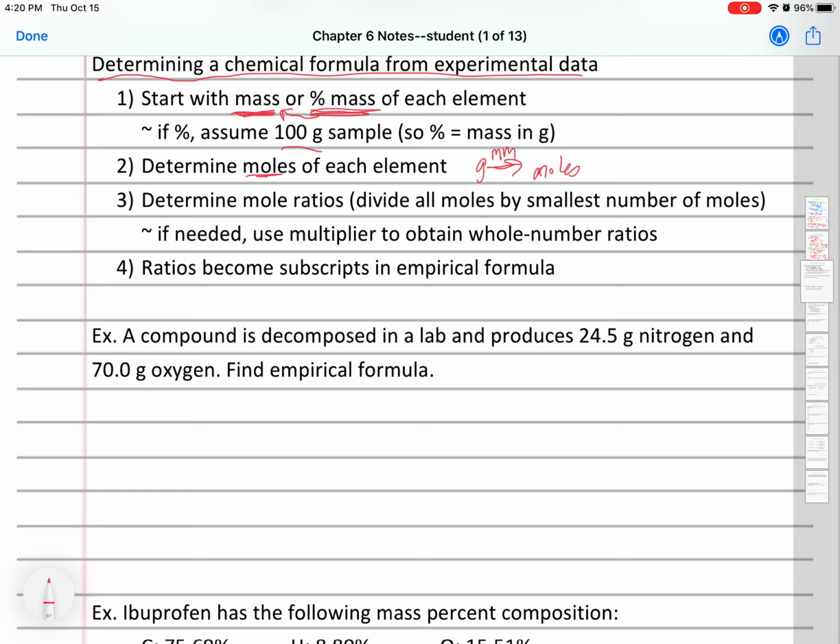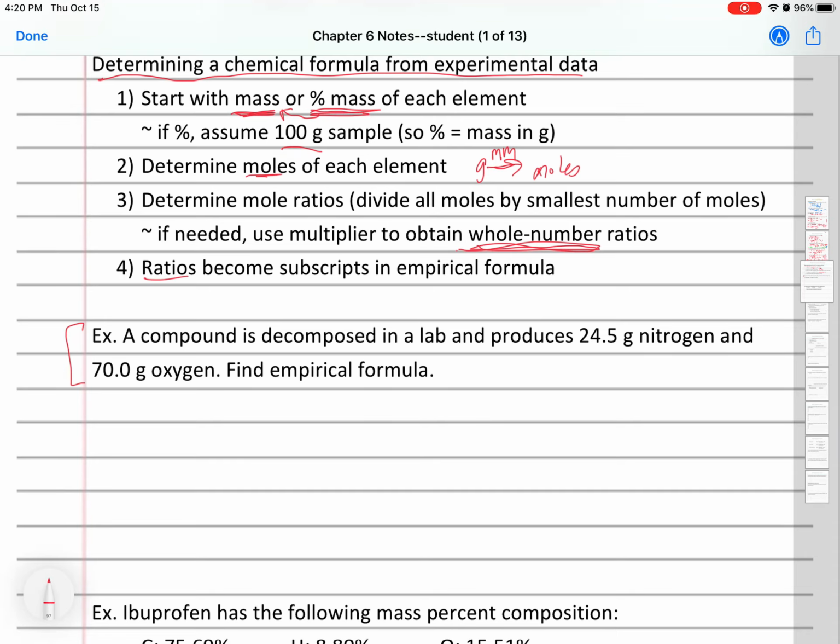of the element. Then we're going to determine the mole ratios. In other words, we're going to divide all of the number of moles by the smallest number of moles in order to figure out what the ratio is between them. And then we might need to use a multiplier to turn those ratios into whole numbers. We ultimately want whole number ratios because the ratios are going to become the subscripts in our formula, and chemical formulas need to have whole numbers as subscripts. All right, so let's work an example problem.